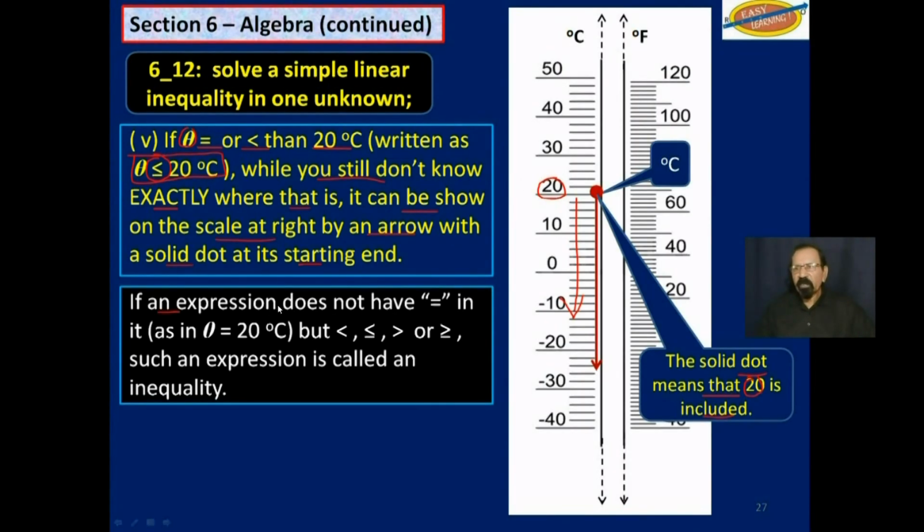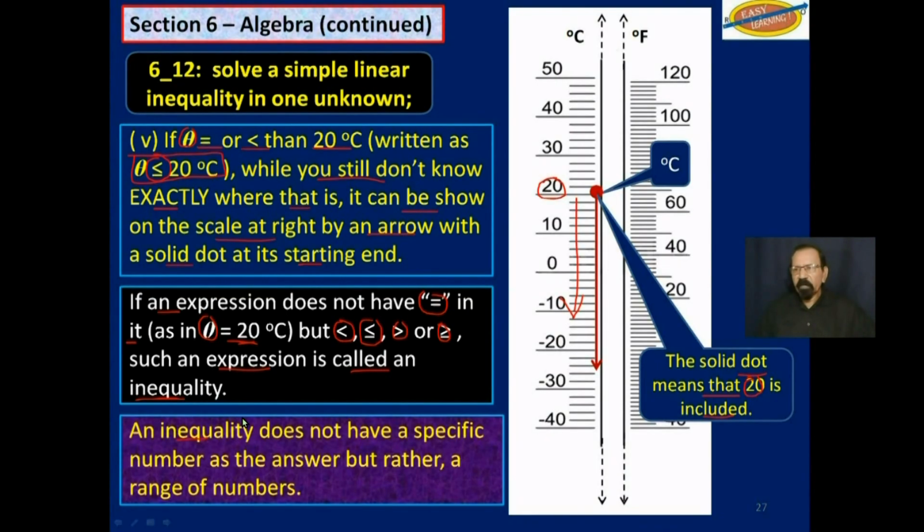If an expression does not have equal in it, as theta is equal to 20 degrees Celsius, but this sign here, which means less than or equal to, greater than or equal to, such an expression is called an inequality. An inequality does not have a specific number as the answer, but rather a range of numbers as the answer.